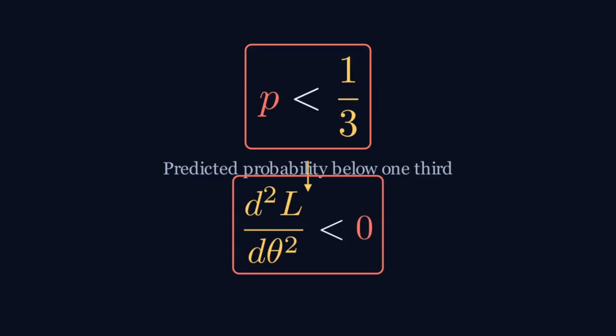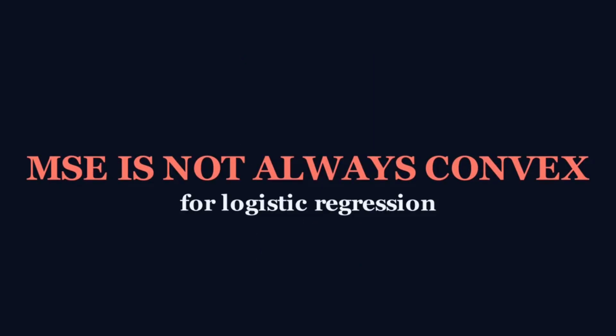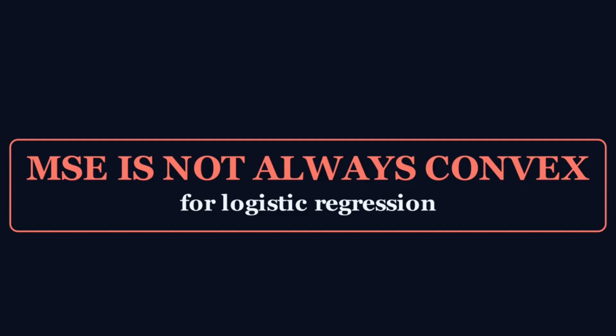For this training example, when p is less than a third, the second derivative becomes negative, which means the loss function is locally concave, not convex. So mean squared error with logistic regression fails the convexity test, and that's one of the reasons why binary cross entropy becomes the second choice.